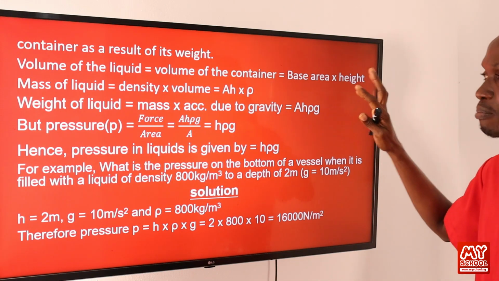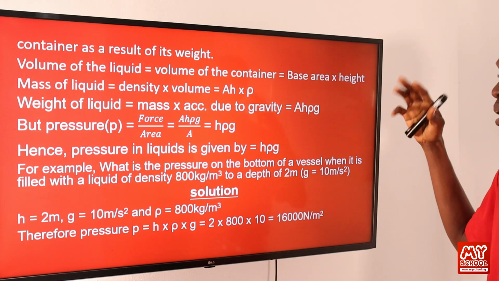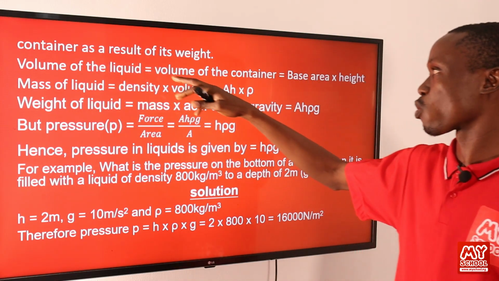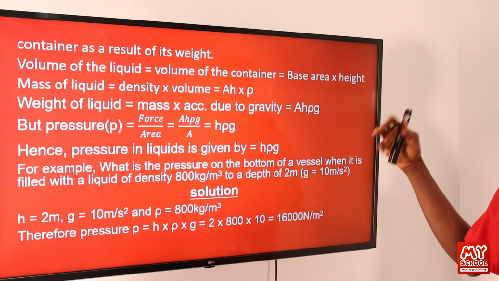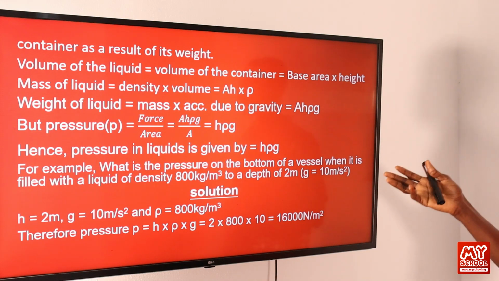Remember when we were discussing density, we also made mention that the volume of the liquid is equal to the volume of the container. And the reason is not far-fetched, because a liquid does not have its own shape.